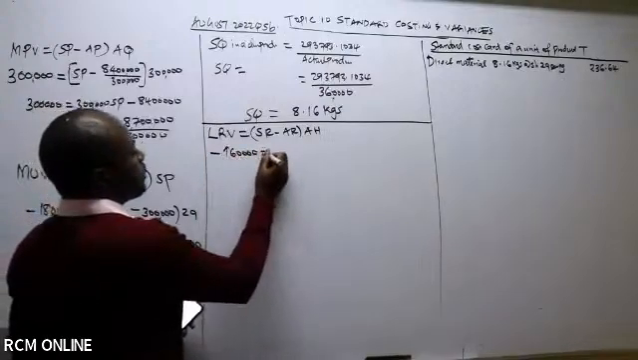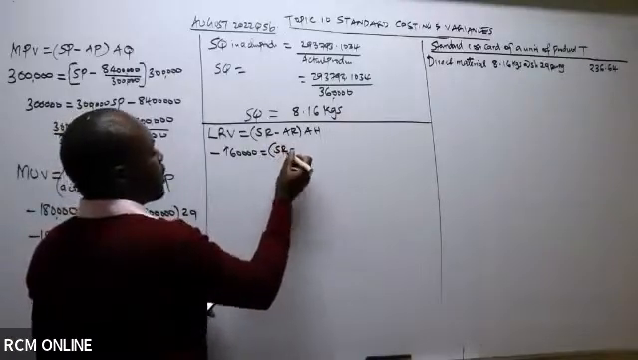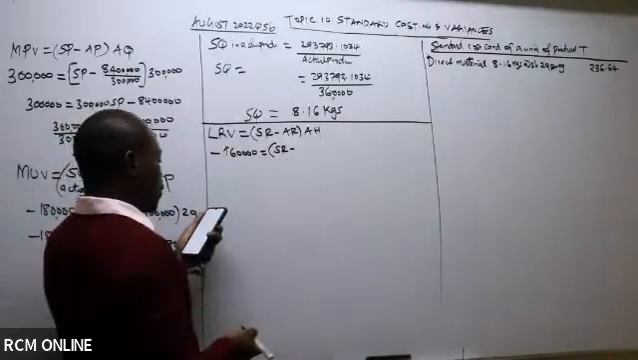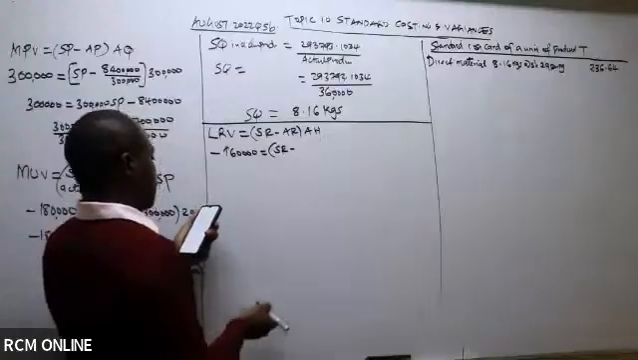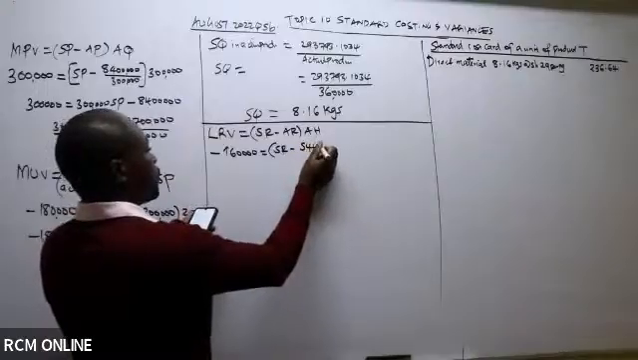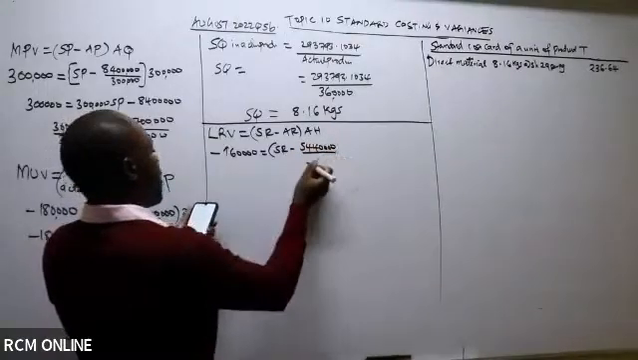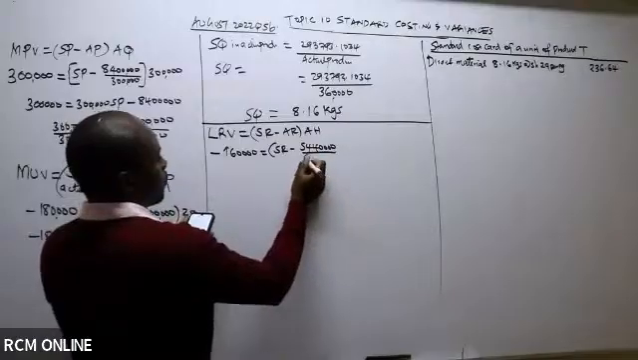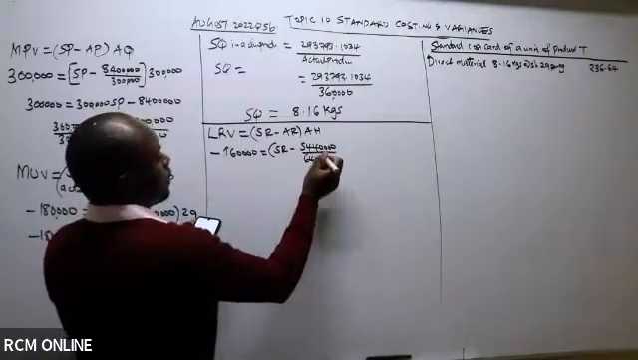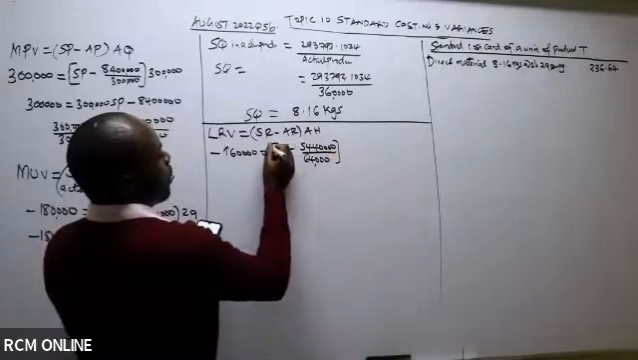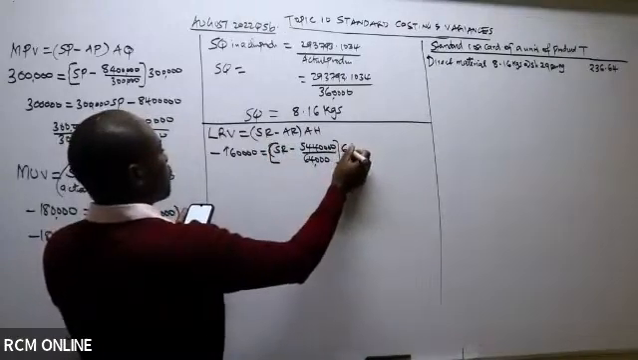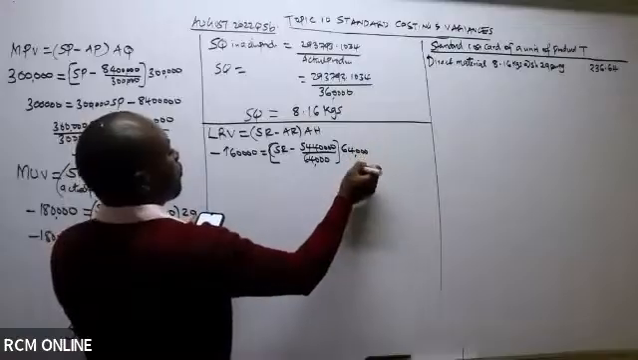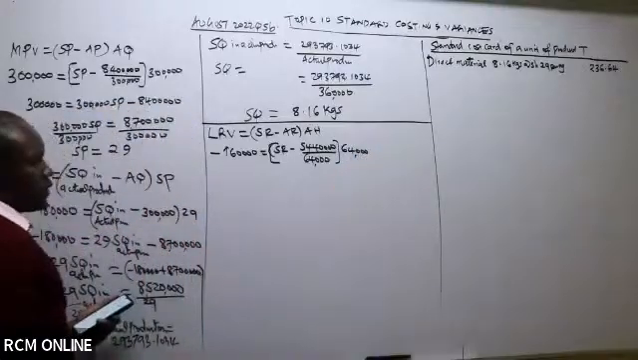Negative 160,000 is equal to standard rate, which we do not have, minus actual rate. Do we have actual labor rate? We are given actual labor cost, that is 54.40. Divided by actual hours, 64,000 hours, will give us the actual rate. Then we multiply by actual hours, which remains to be what? Good. So let's break the bracket.